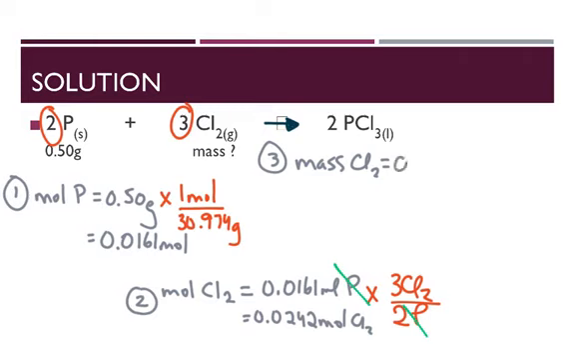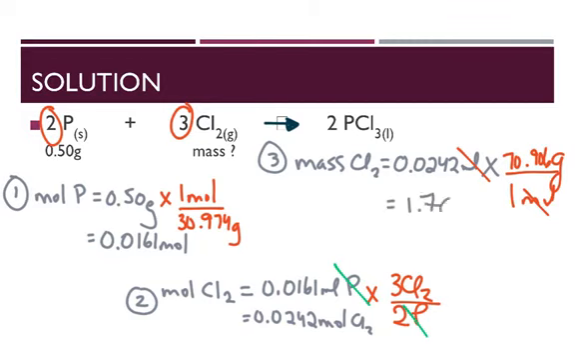And lastly, step 3, I'm going to convert those moles back into mass. So mass of Cl2 using my moles. Using my conversion factor, in this case I want grams on top, moles on the bottom, and my molar mass of Cl2 is 70.906 since there are 2 Cl's. Final answer then should be 1.7 grams.